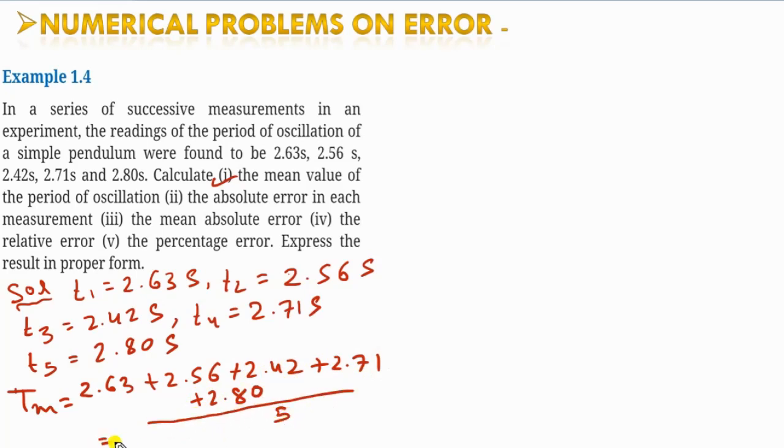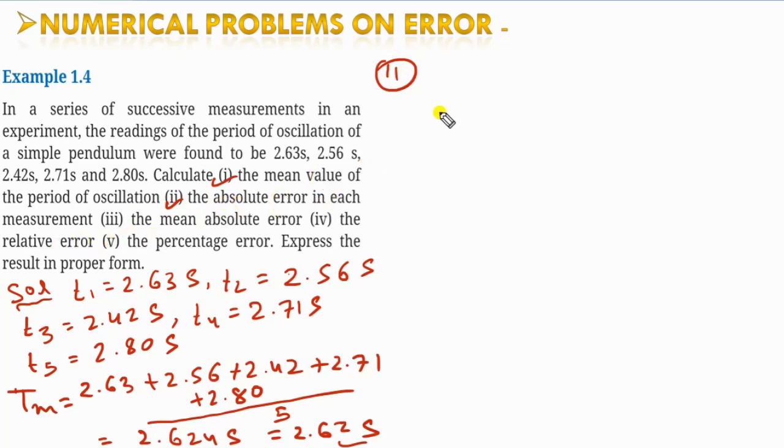Now this would give us a value that is 2.624 seconds. We have to do rounding off up to two decimal places. Sorry, that would give us 2.62 seconds. This would be our mean value. Why are we rounding off up to 2 decimal places? Because the least number of significant figures in this calculation is 3. So we have to express our answer in three significant figures only. Okay, let's see the second problem.